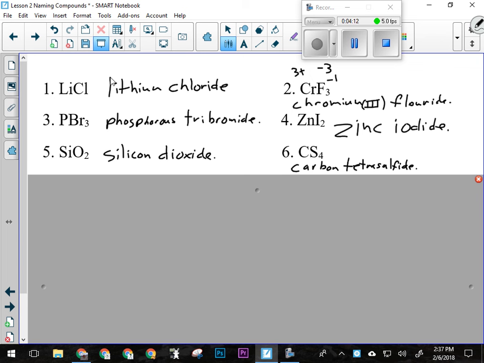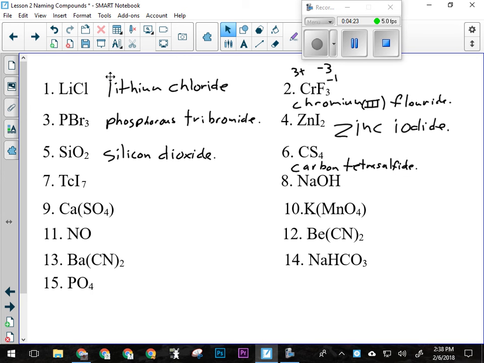And guys, the only way to get good at this stuff is to practice it. The more you practice it, the more automatic it will become. I want you to try the rest. You are going to get to a few here where there are polyatomic ions. Remember, the rule for polyatomic ions is look them up in the little table there and write their name exactly as it appears in that table.